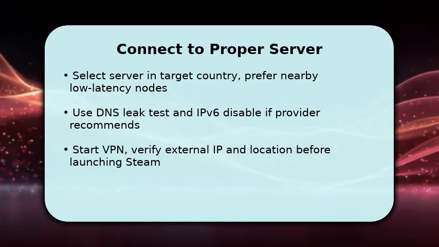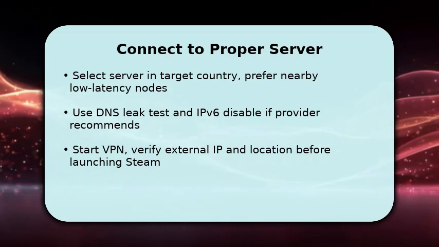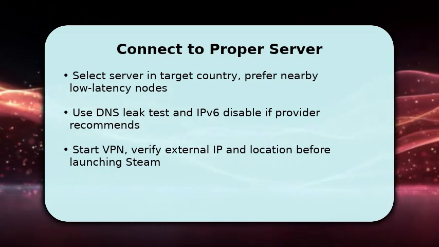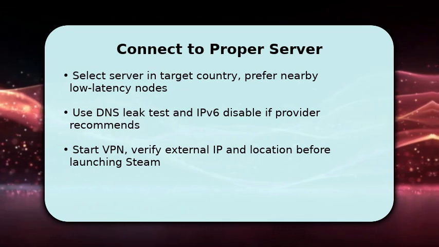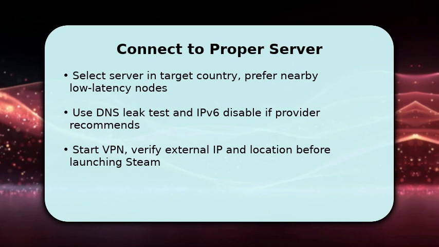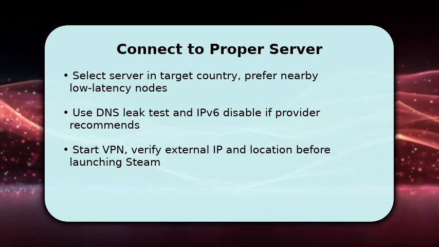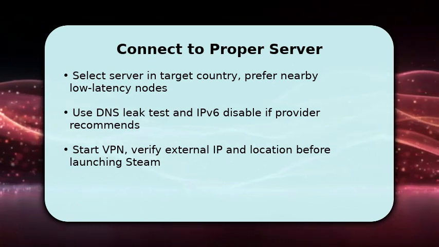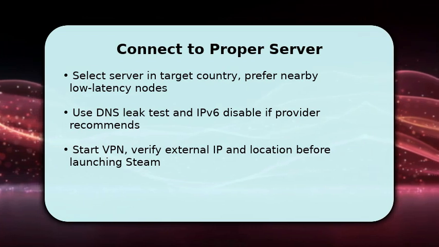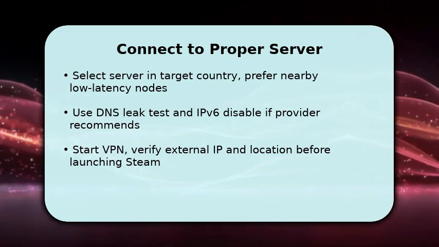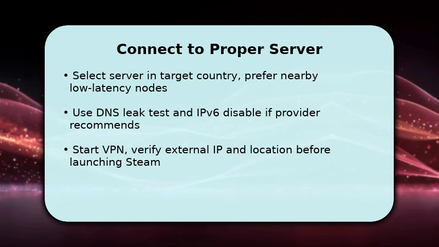Once done, connect to the VPN server that matches your intended Steam region, choosing a nearby node for lower latency. After connecting, run a quick DNS and IP leak check. If your provider recommends, disable IPv6 to avoid leaks. Make sure the VPN shows the target country and IP before you open Steam.